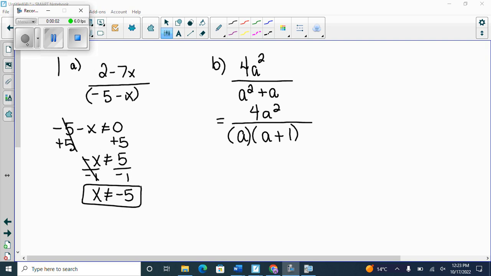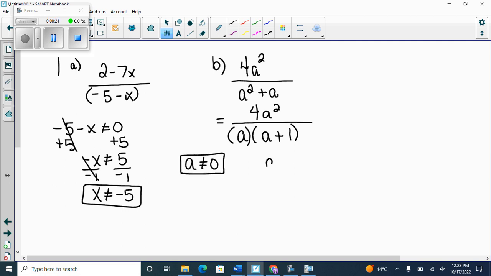2 brackets in my denominator, and how many of those brackets have variables? 2. So how many non-permissible values am I going to get? 2. So I always get the same amount as brackets with variables. So I get a can't equal 0, and that one's done.